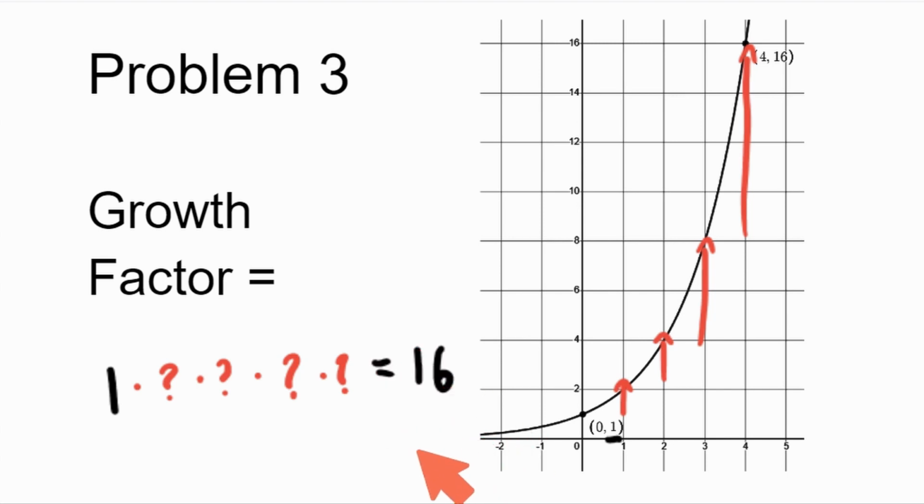So what growth factor can I use so that when I multiply it 4 times, I'll land at 16? The answer to this one is going to be times 2. If I repeatedly multiply by times 2, I will land at 16. 1 times 2 is 2, 2 times 2 is 4, 4 times 2 is 8, and 8 times 2 is 16. So my growth factor is going to be times 2. It takes 4 jumps of times 2 to go from 1 to 16.